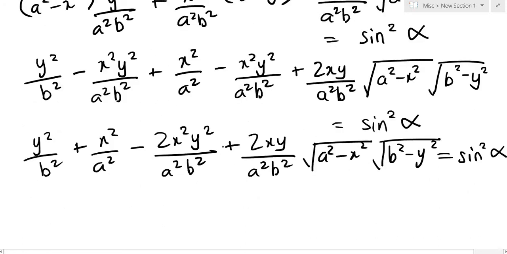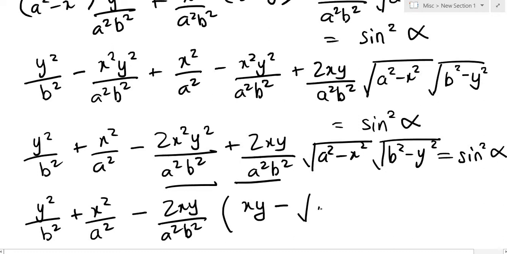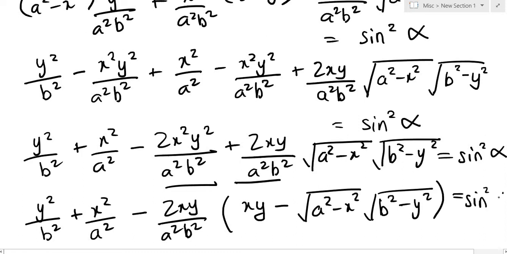Now I'd like to pull something out from this term and this term. Many things I think are common. So y squared by b squared plus x squared by a squared. Then what's common? We have 2xy already common, and then the denominator is common, a squared b squared. So what's left is xy, I think. Yes. xy minus this radical term, the root of a squared minus x squared times the root of b squared minus y squared, and still equal to the sine squared of alpha.